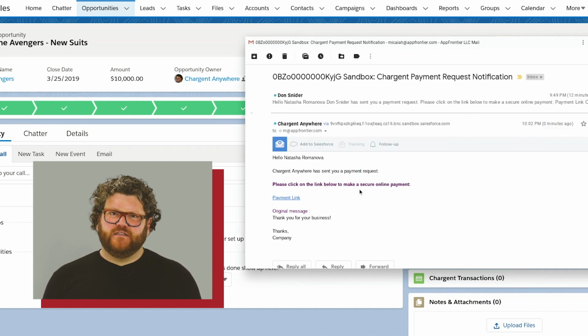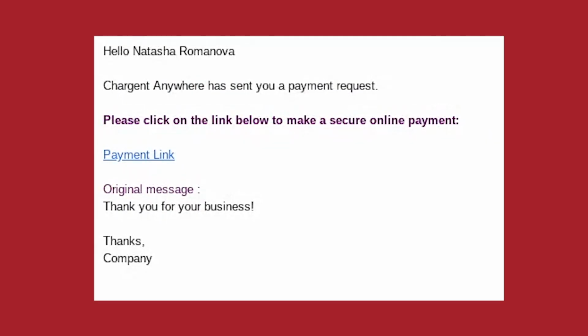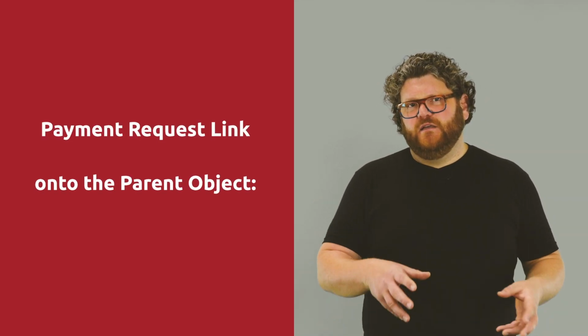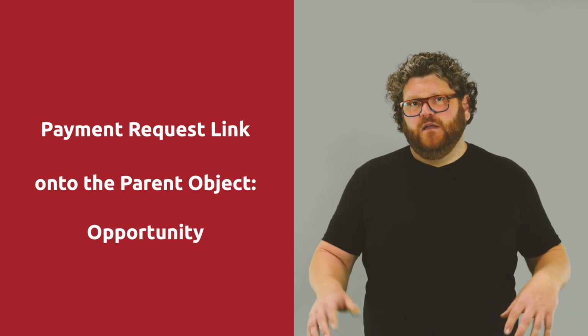The main point is that the email will include the auto-generated payment link, which was included as part of the payment request. I also want to highlight at this point that the payment link can be embedded into any process. We pull the most recently created payment request link onto the parent object, in this case, opportunity, and this allows you to use it in any document that you've created or any email that is sent from this object.